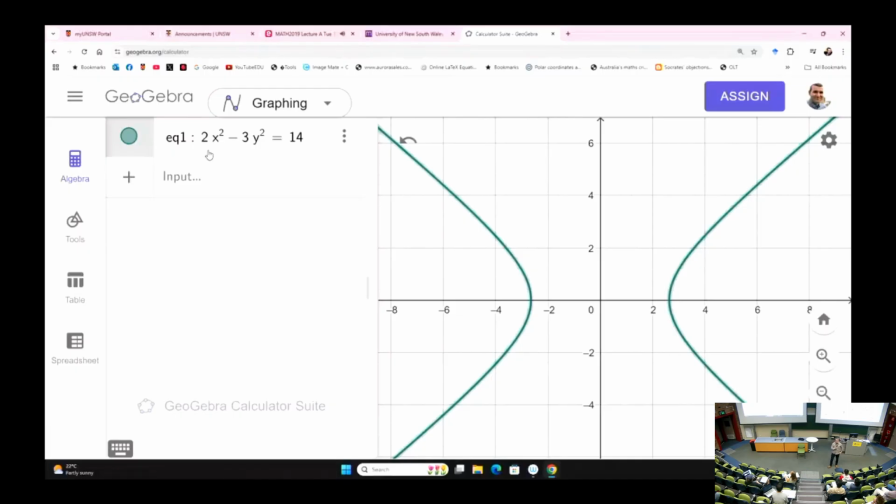Who can tell me? Who can tell me on this foolingest day of the year? Why doesn't it cut the y-axis? Yes?